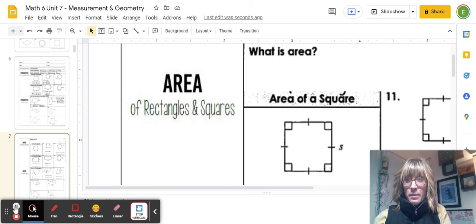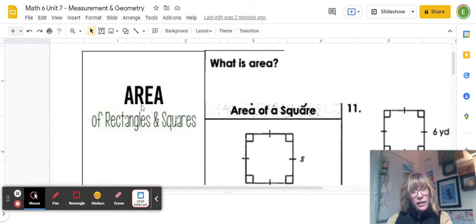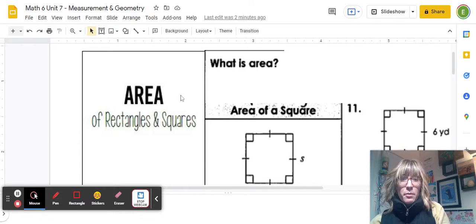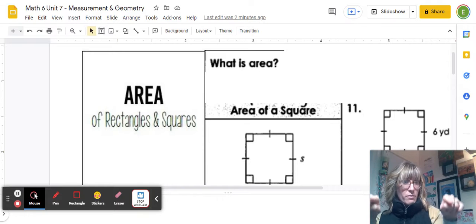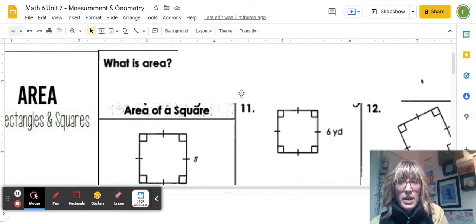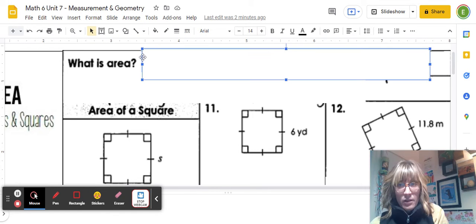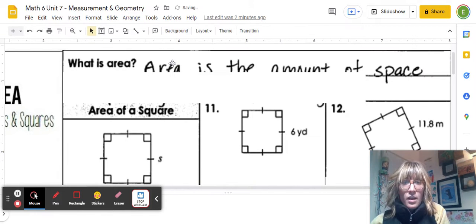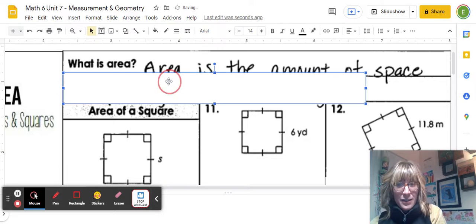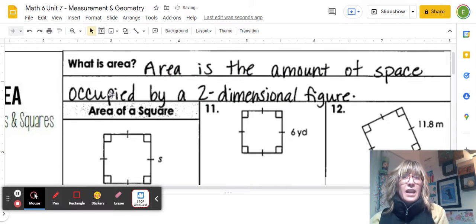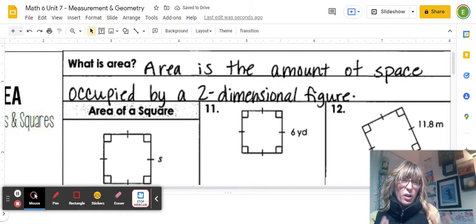All right, so we're thinking here about area, which we could think of as going hand in hand with perimeter. Perimeter is talking about the outside. It's a one-dimensional sort of measurement, right? It's just the length it takes to go around a space. Area, on the other hand, is the amount of space that is occupied, if you will, by a two-dimensional figure.